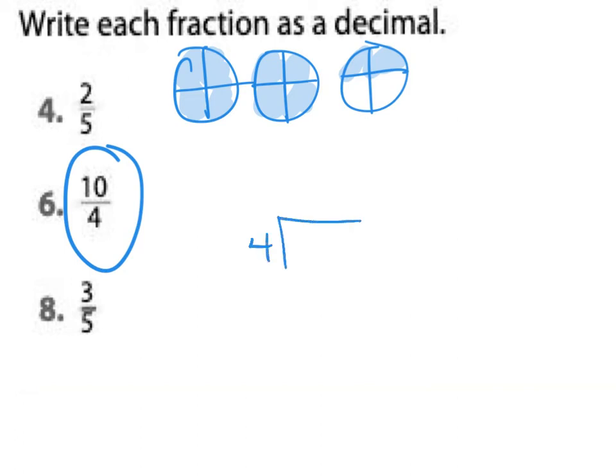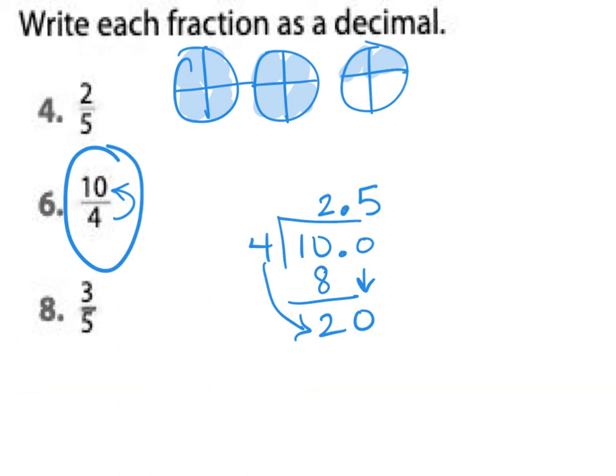So 4 goes into 10. Remember, my denominator divides into my numerator. Goes in 2 times. 2 times 4 is 8. I need that decimal. I'm going to bring this 0 down. 4 goes into 20, 5 times. So my picture shows that I have 2.5 things. My division shows 2.5, or 2 5/10.